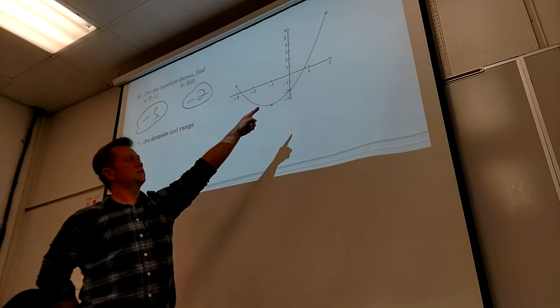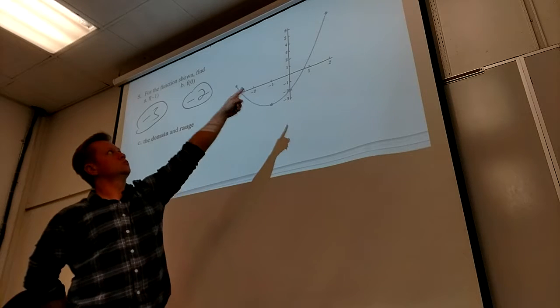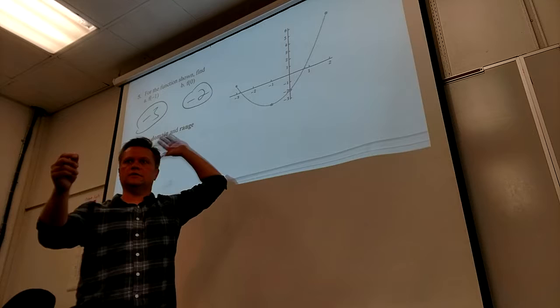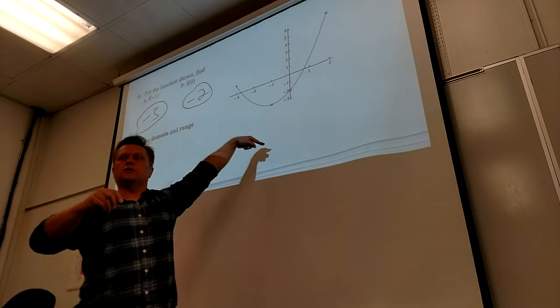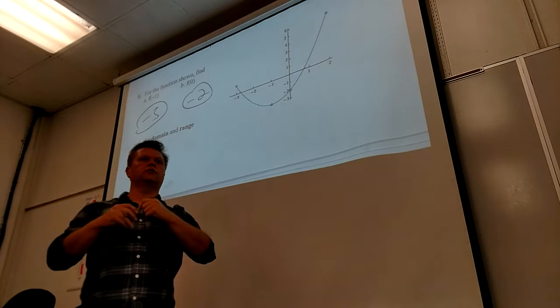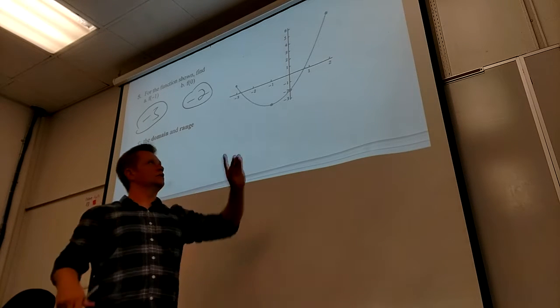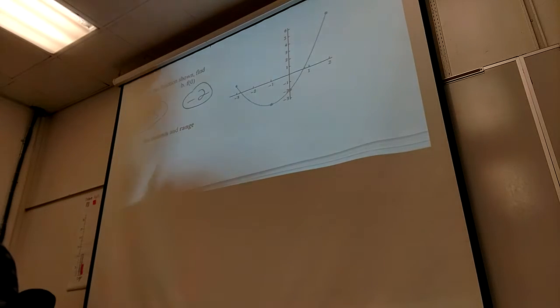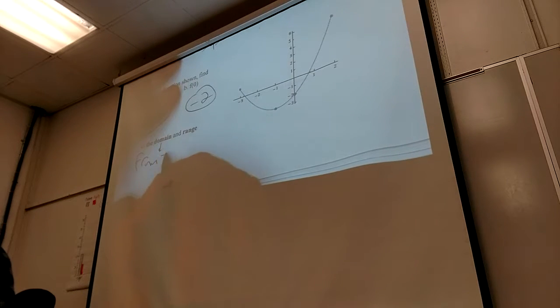And the biggest is 2. Not 6, because 6 is a y value. This domain is all about what x's were used. So domain is really what inputs have outputs. -3 all the way up to 2. So you can say it like this, from -3 to 2.